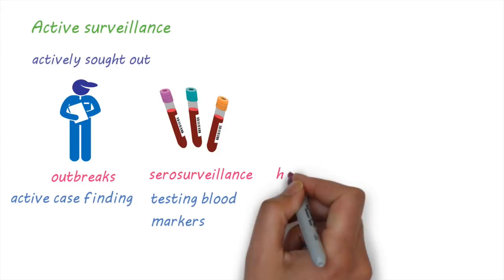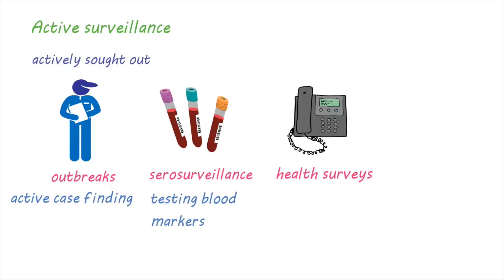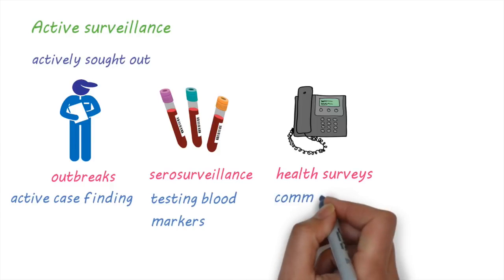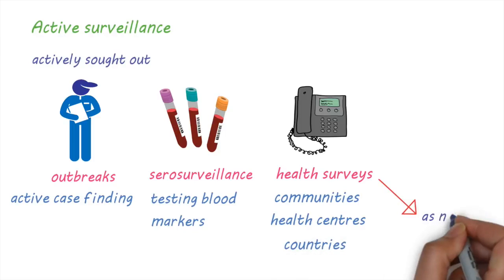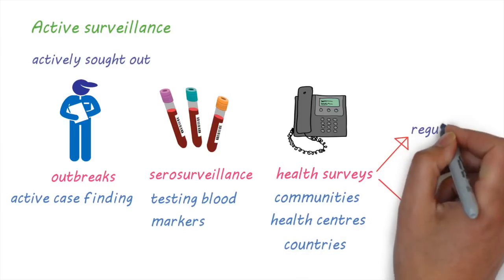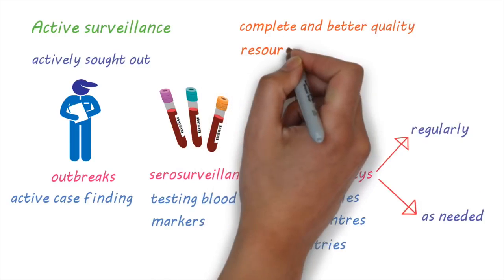Health surveys are also a good example of actively seeking out health information. Surveys can be done on community members, healthcare facilities, or entire countries. They can be done on an as-needed basis or regularly. Active surveillance provides more complete and better quality data, but is more resource-intensive.